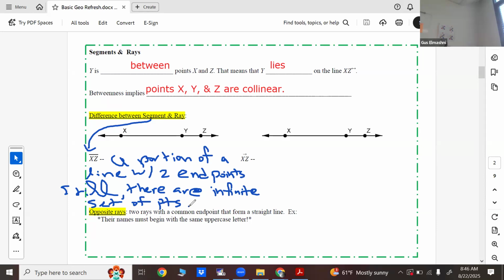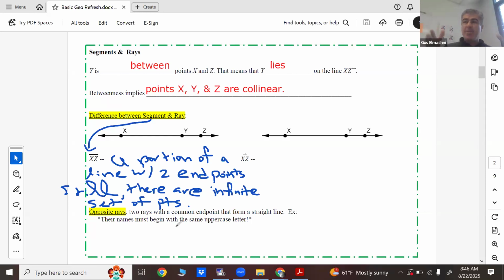Because what's beginning, start, end, starting or ending? Kind of weird. There's a left and a right. X is the left, Z is the right. So the portion of a line with two endpoints. Still, there are infinite points, right? Like how many points are between X and Z? I don't know. There's so many. It's infinite. So that's what a segment is.